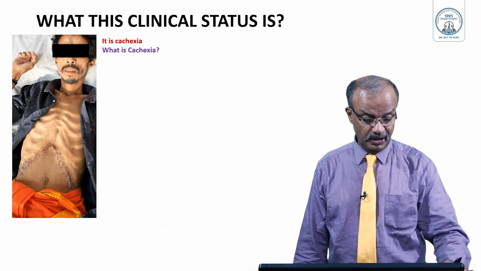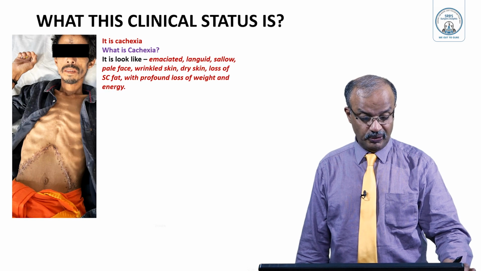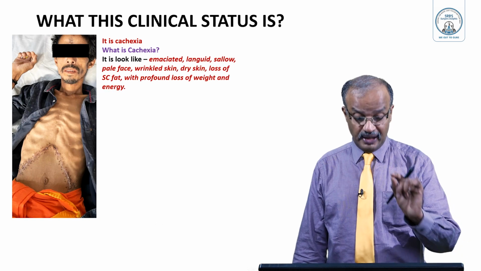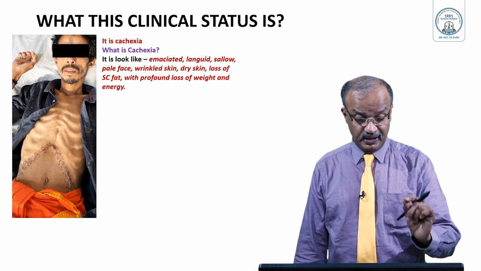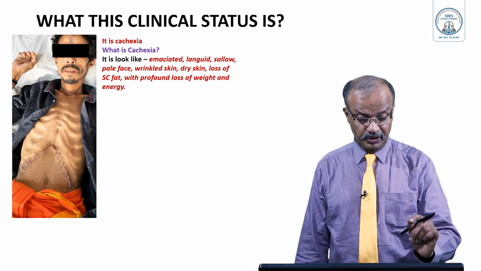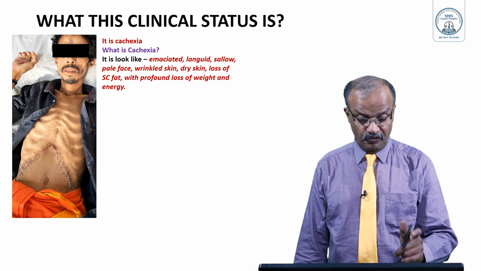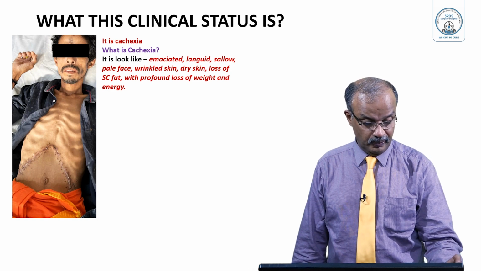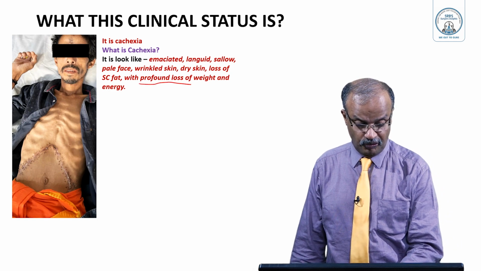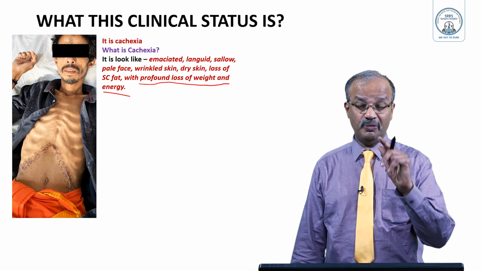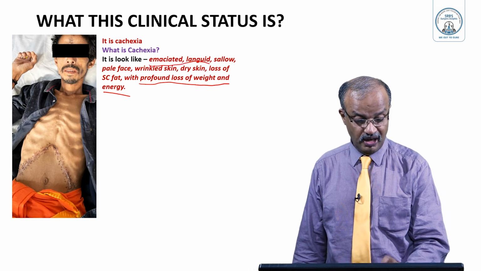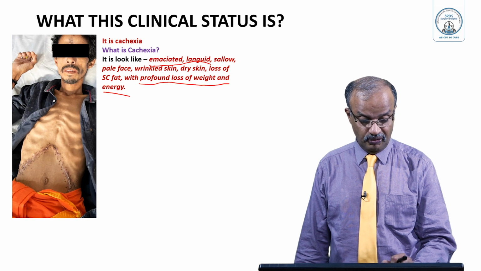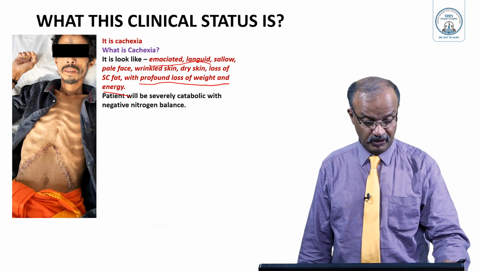So what are the features? What is cachexia? It looks emaciated, languid, sallow, pale face, wrinkled skin, dry skin, loss of subcutaneous fat with profound loss of weight. This is important: profound loss of weight and energy. That is the key word, emaciated. That is also important. Emaciated, languid, profound loss of weight and energy. That is the definition of cachexia.